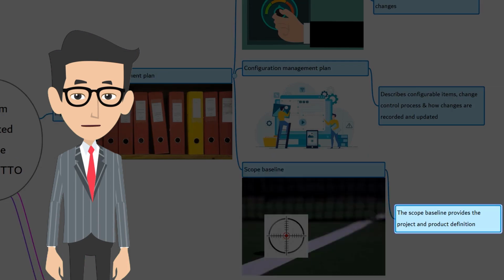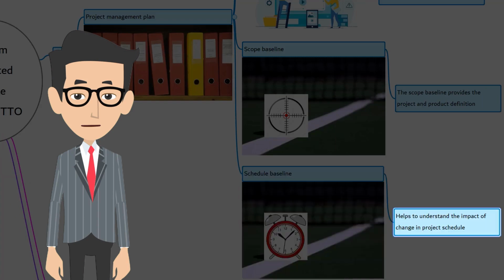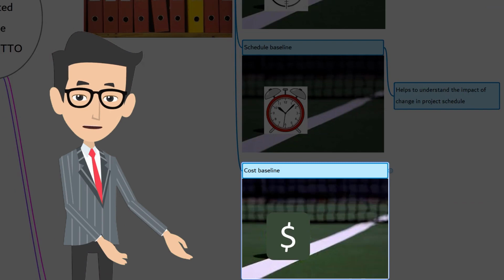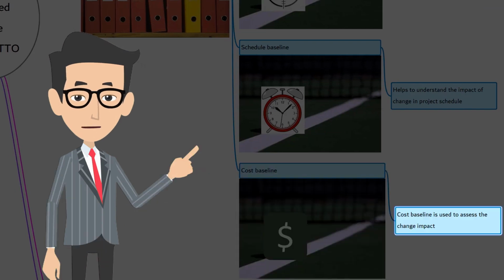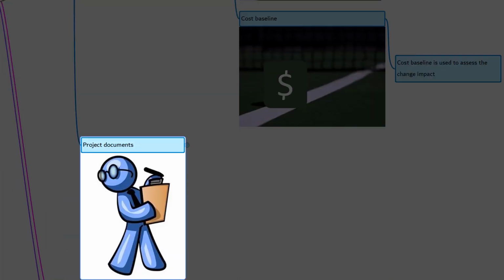Scope baseline. The scope baseline provides the project and product definition. Schedule baseline. When a change is requested, obviously, it may have an impact on the project schedule. The schedule baseline is used to assess the impact. Cost baseline. Changes may bring in new cost to the project. The cost baseline is used to assess the impact.